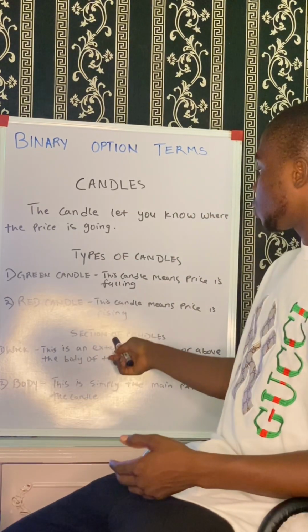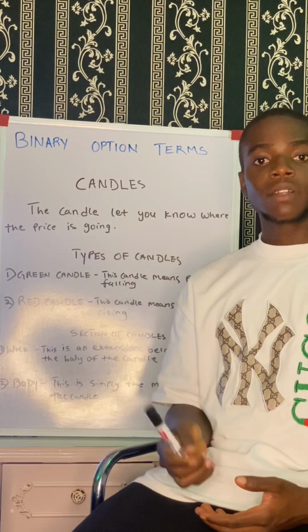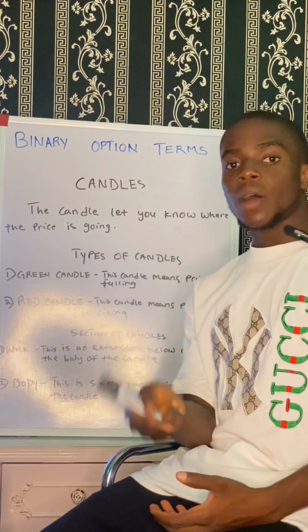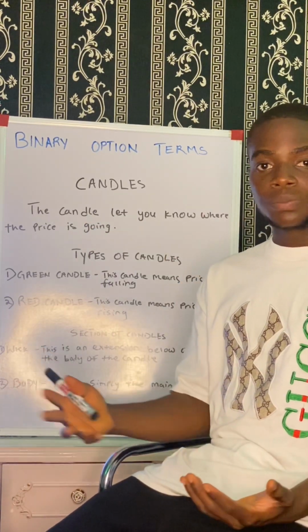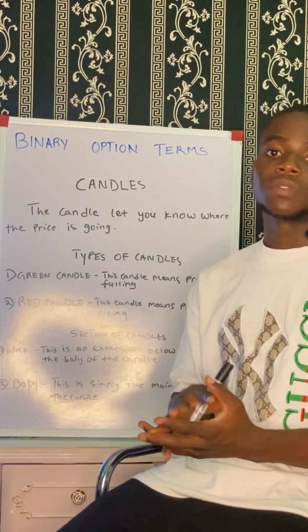We also have the sections of the candle. We have two sections of the candle: the wick and the body. The wick is simply an extension above or below the candle, and the body is the main part of the candle.